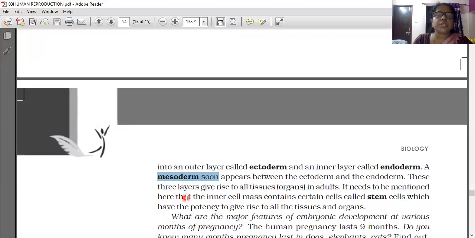It needs to be mentioned here that the inner cell mass contains certain cells called stem cells. It is very important that stem cells have the potency to give rise to all the tissues and the organs. So, in addition to the three layers, ectoderm, endoderm, and mesoderm, stem cells are also present in the inner cell mass.